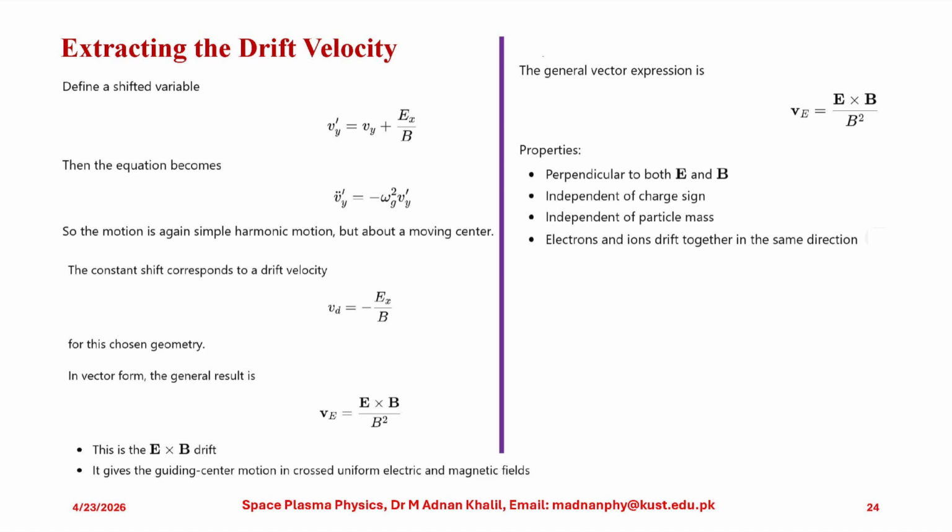For this specific geometry, the drift velocity is minus Ex over B in the y direction. In general vector form, the result is v equals E cross B divided by B squared. This is the E cross B drift. It is one of the most fundamental results in plasma physics. It gives the velocity of the guiding center when uniform electric and magnetic fields are perpendicular to one another.